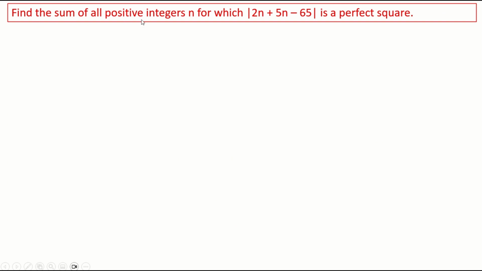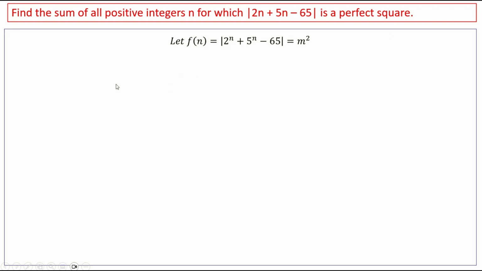Find the sum of all positive integers n for which the absolute value of 2 to the power of n plus 5 to the power of n minus 65 is a perfect square. So this is the actual question: the absolute value of 2 to the power of n plus 5 to the power of n minus 65 should be a perfect square. What are the solutions of n and what is the sum of all those integers?